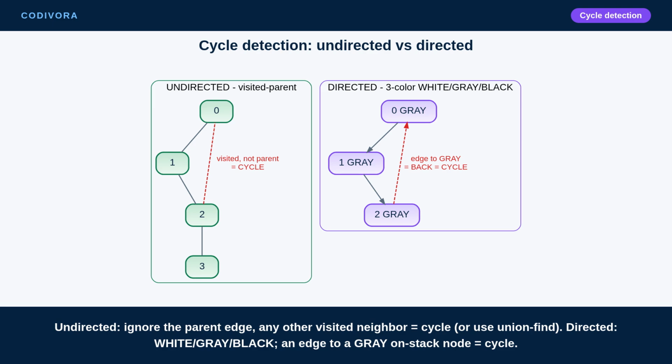In a directed graph, use 3 colors. White means untouched, gray means discovered and still on the recursion stack. Black means fully finished. If you ever follow an edge into a gray node, that is a back edge into something still open, and that is a cycle.